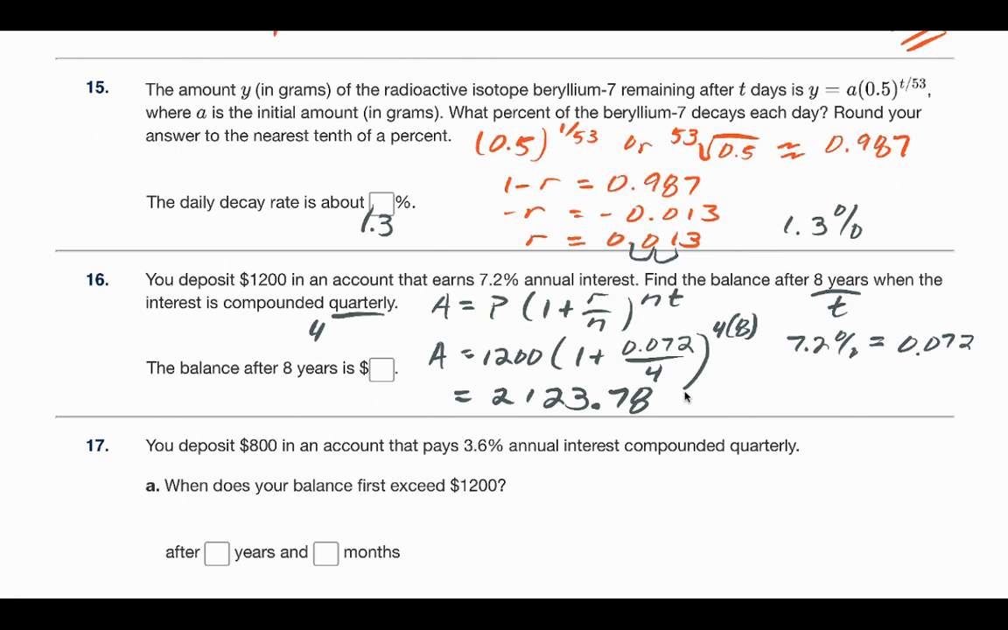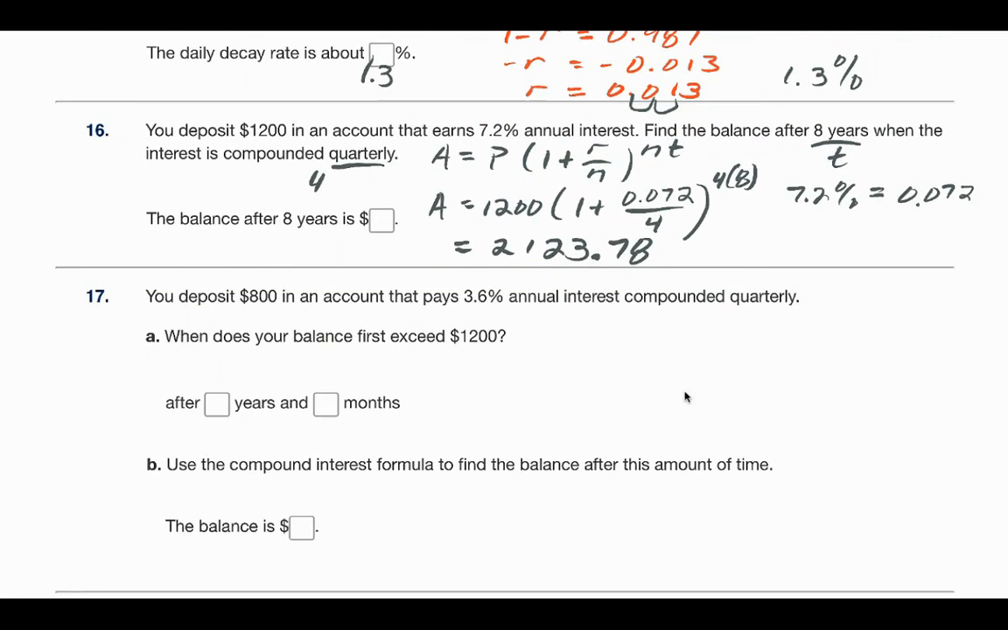Okay? And then finally, the last one, and I'll probably go through this tomorrow in class just because it's a different problem. But again, we're going to do the same kind of thing here. All right? So it says you deposit $800 in an account that pays 3.6% annual interest compounded quarterly. So again, it's going to be 4 times, and we're going to take our 3.6 and we're going to make it a decimal.